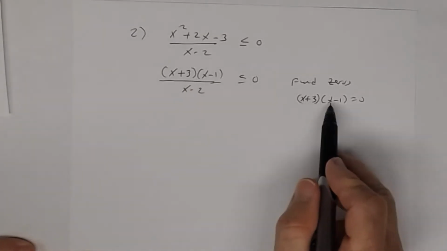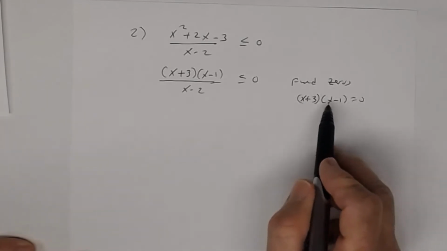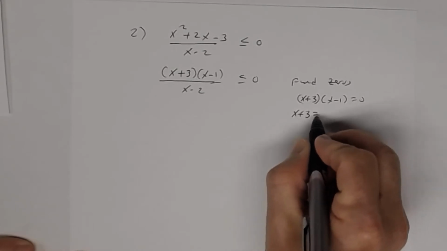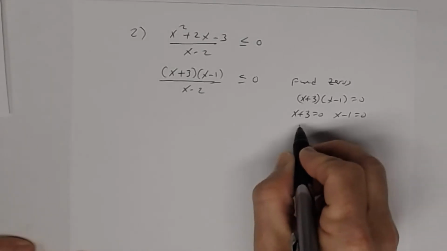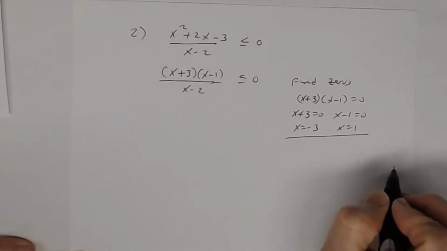And so you know that here I have two factors. Notice your factors are x plus 3 and x minus 1. You have two factors whose product is 0. So I'm going to set both of those equal to 0. And so I get x to be negative 3 and x to be 1. So those are your zeros, okay?